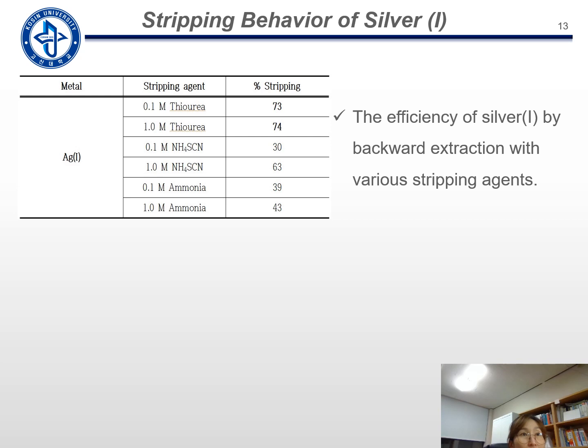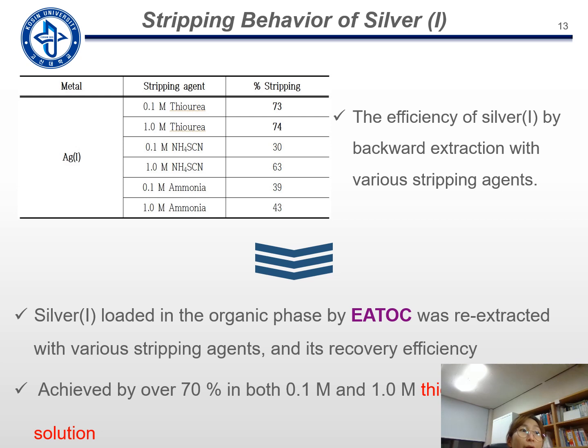After forward extraction, we also investigated the efficiency of silver ion backward extraction with various stripping agents. In this table, silver loaded in the organic phase by EATOC was de-extracted with various stripping agents, and its recovery efficiency is summarized. The most significant results were achieved, over 70%, in both 0.1 molar and 1.0 molar thiourea aqueous solution.